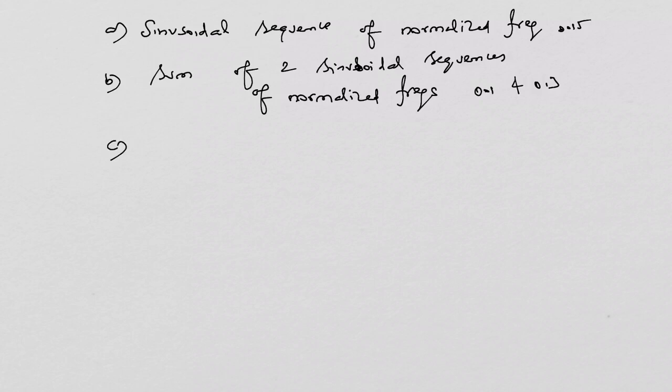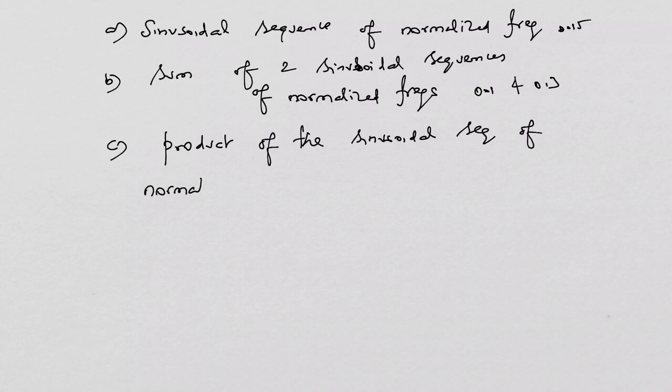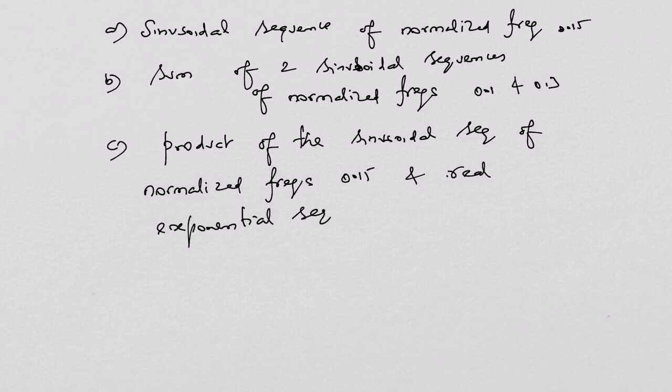Also, we shall work on how to generate the product of the sinusoidal sequence of normalized frequency 0.15 and a real valued exponential sequence 0.8 power n, right?